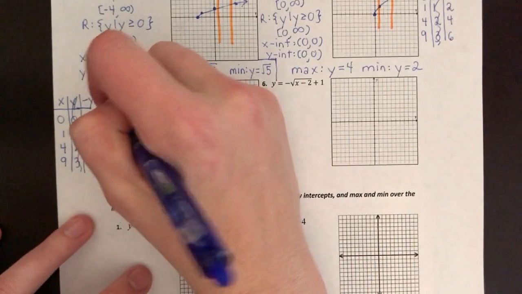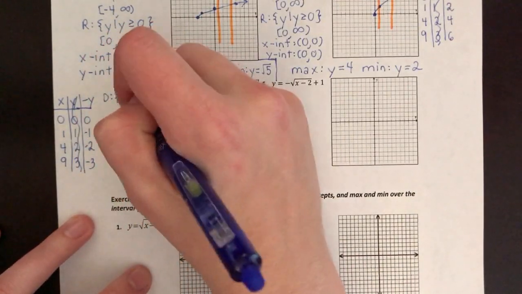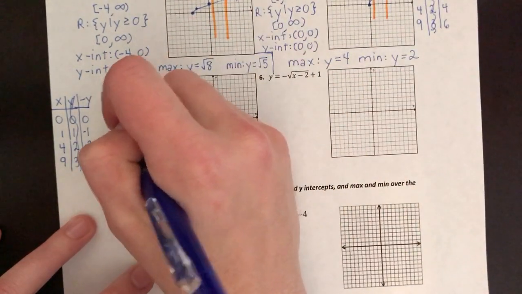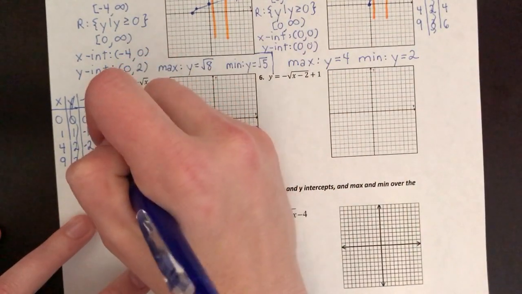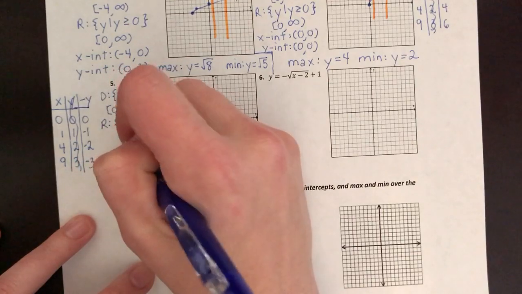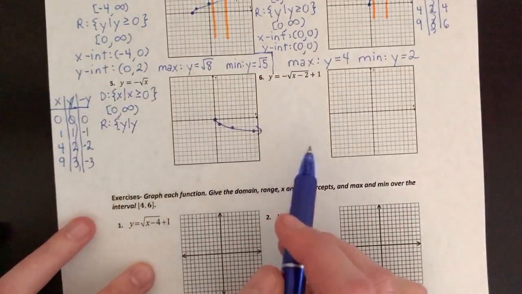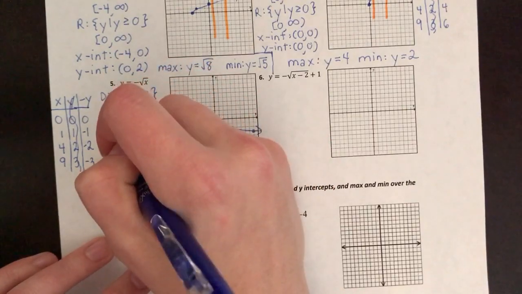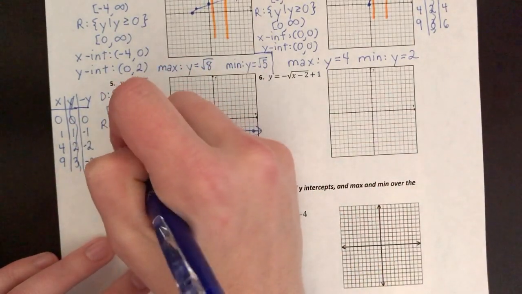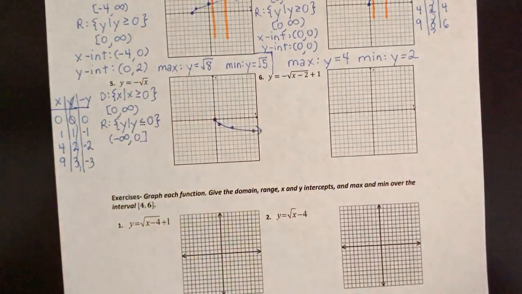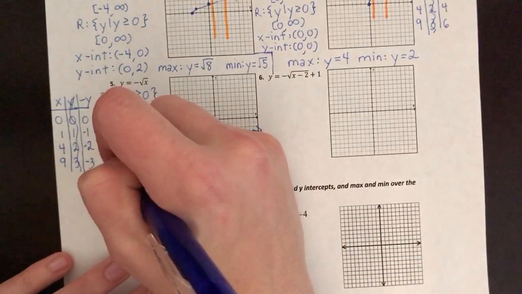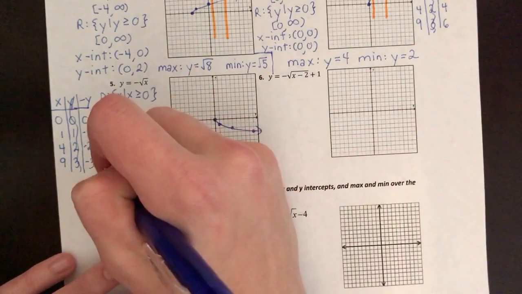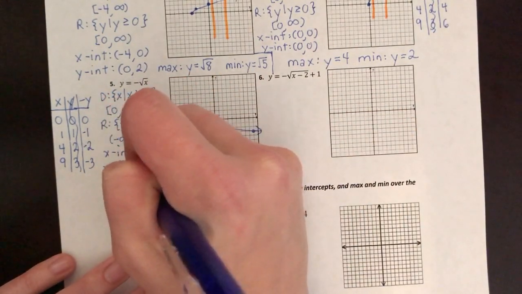Now talking domain, the domain remains the same. The arrow is still facing to the right, so x such that x is greater than or equal to 0. The range, however, is what has changed. Now my arrow is facing downward. So y such that y is less than or equal to 0, which means my interval notation will be negative infinity to 0. Okay, and then my x and y intercept actually will stay the same. It's still the origin for both.